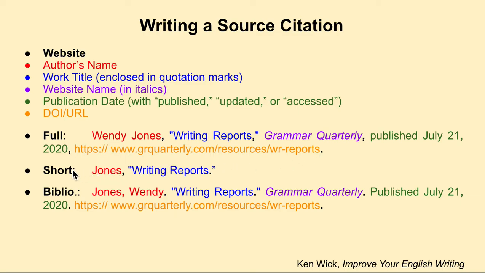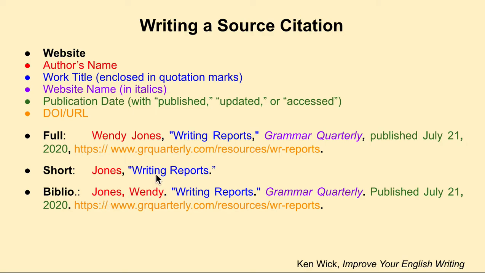A short citation, remember, is always the author's last name, short work title, and page number. Of course, there are no page numbers on a website, so it's always just the author's last name and shortened work title. In this case, the work title is only two words long, but remember, a shortened work title needs to be four or fewer words. And then this points to the bibliography.